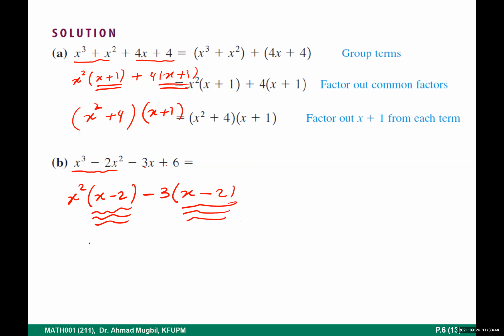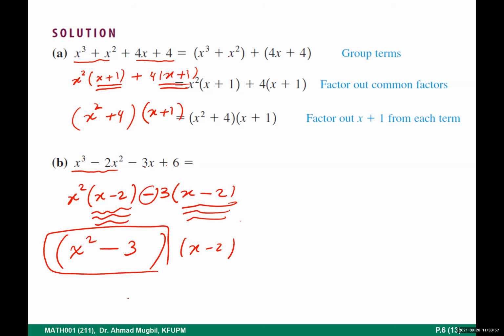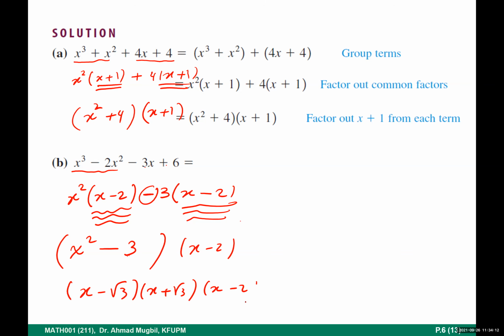Now factor it out to the right or to the left, it is up to you. What is remaining here? X squared, and this is the negative that we have here, minus 3. Now the question is, can we factor this more? No. Why? It is a difference of squares, but 3 is not a perfect square. Usually, according to your textbook, we can write it as x minus square root of 3 times x plus square root of 3 times x minus 2. And you cannot do more.